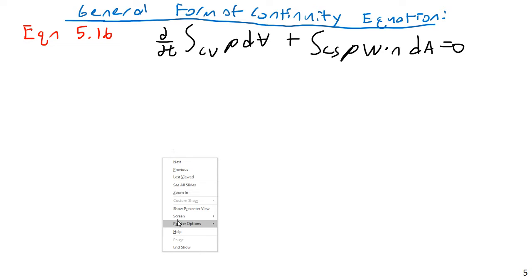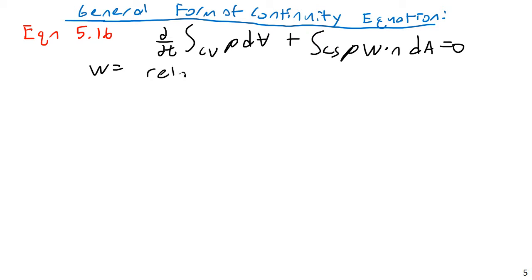Okay, so the question then becomes, what is W? I thought we were dealing with velocity and such. Well, W is the relative velocity of our control volume to our fluid. Relative velocity between control volume and fluid flow.